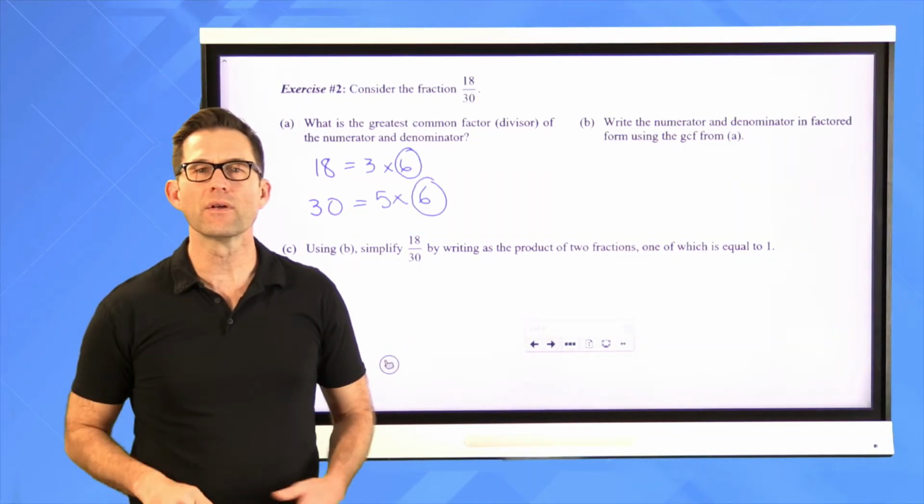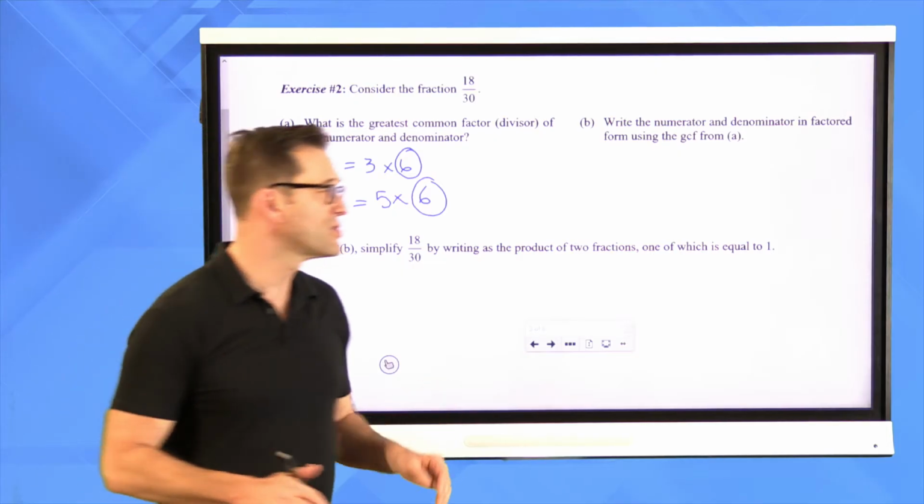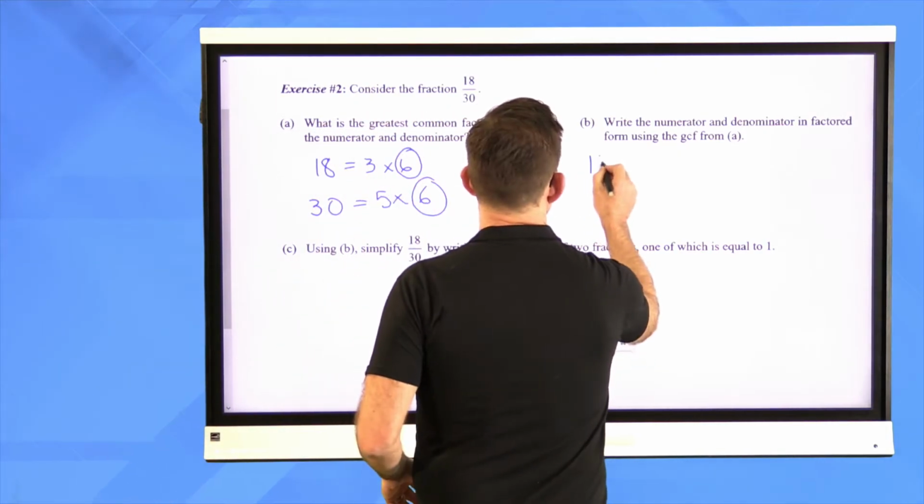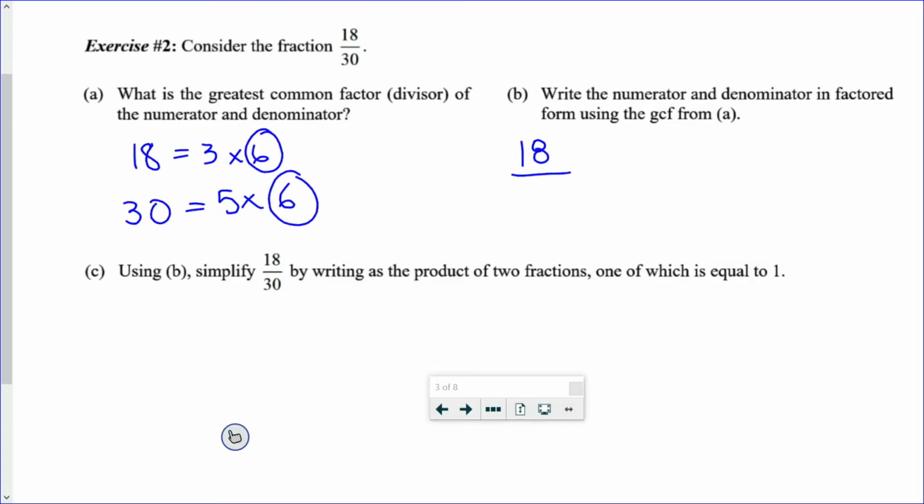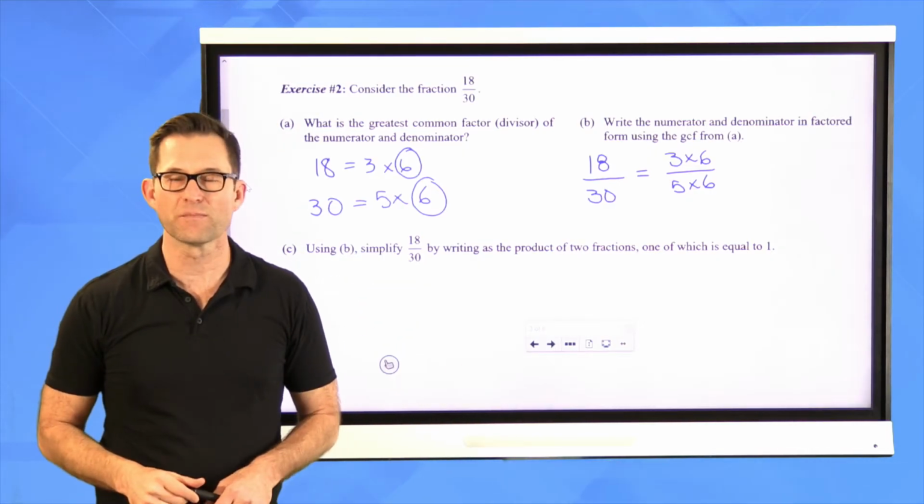Now let's take a look at letter B. Write the numerator and denominator in factored form using the GCF from A. This is simple enough, right? So remember, the substitution property of equality says, look, if 18 is equal to 3 times 6 and 30 is equal to 5 times 6, then I can replace both 18 and 30 with 3 times 6 and 5 times 6 respectively.